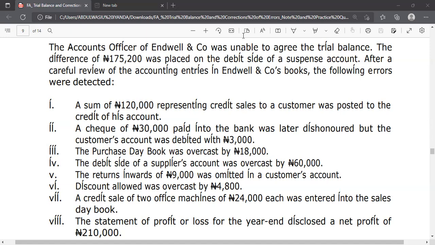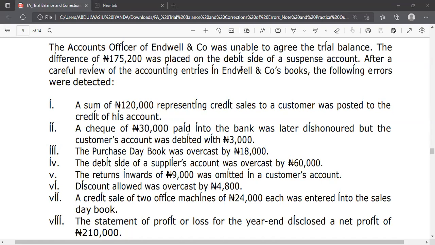Let me ask someone now. Mr. Joshua, can you try, please? What do you think is the accounting entry? Okay, return inward is coming in. It should be debit. Return inward is what is coming in. Okay, so that means that you are going to debit return inward account. What is now the credit?